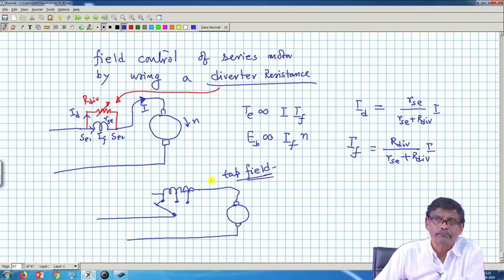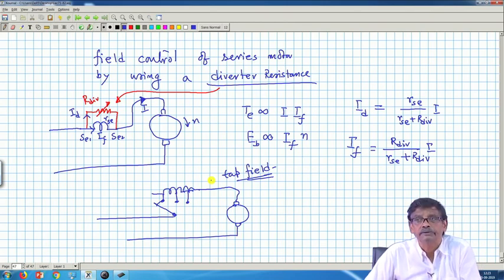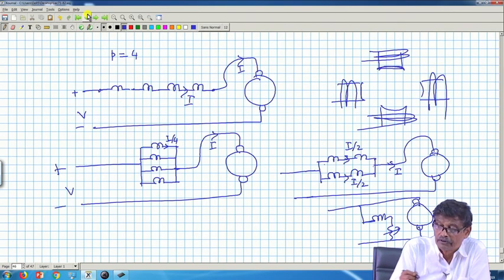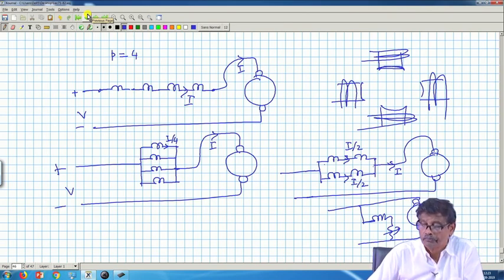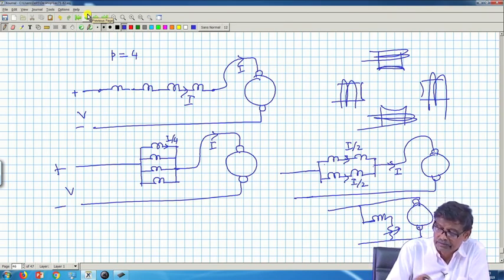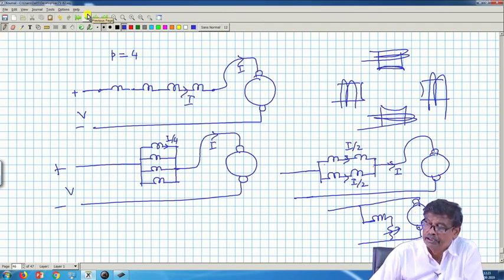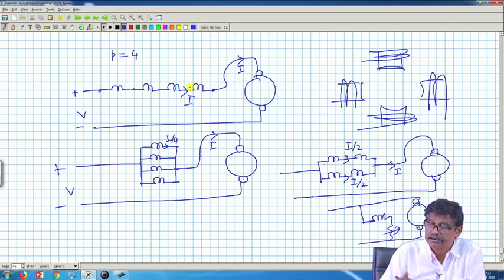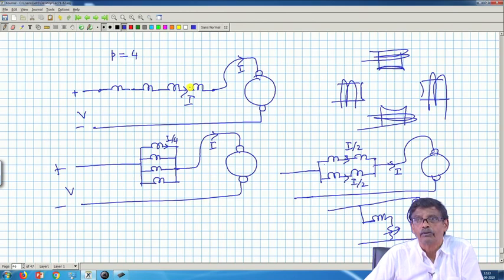You see those notes have been uploaded, go through it and try to find out several aspects of speed control of series motor by controlling the supply voltage, terminal voltage, and by controlling the field current. These are very nice things. So, I mean field can be connected in series, parallel, and several flux weakening scheme can be incorporated.